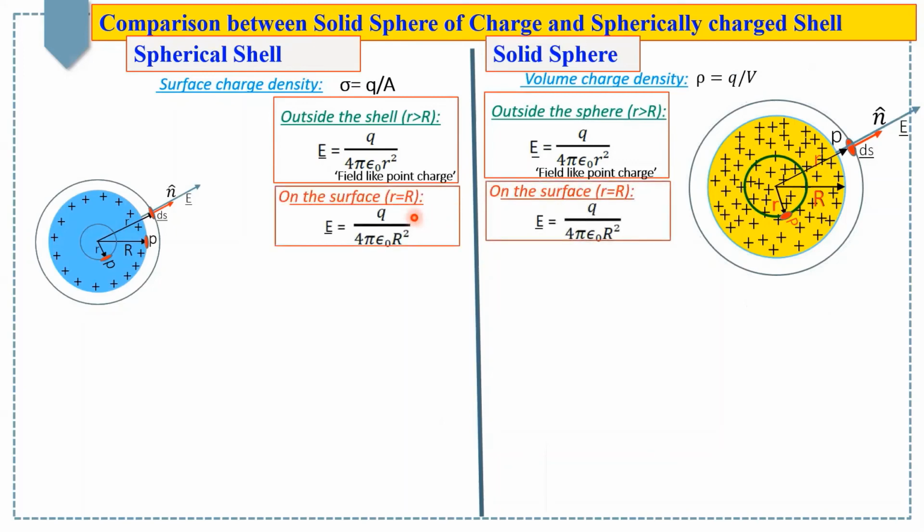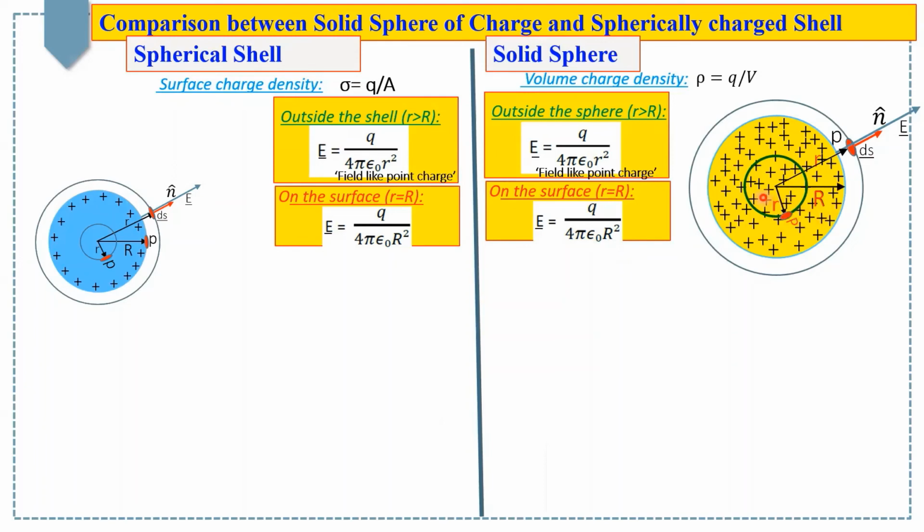While in the case when we decrease the radius of the outside Gaussian surface up to the surface of the solid sphere or shell, we found that the electric field is proportional to 1 over r². Hence, at this point, we conclude that the electric field outside of the solid sphere is the same as in the case of a charged spherical shell, and the electric field on the surface of a sphere is the same as in the case of a shell. Now, to find the electric field inside the sphere, we draw a Gaussian sphere of radius r less than the radius of the sphere.